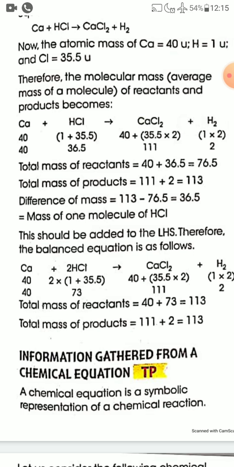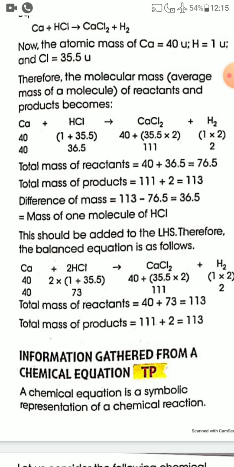Now count the molecular masses of all reactants and products according to this balanced chemical equation. Calcium's atomic mass is 40, plus 2HCl, 2 hydrochloric acid, that means 2 into 1 plus 35.5, that is 73, and the molecular mass of CaCl2 is 40 plus 35.5 into 2, that means 111, and the molecular mass of hydrogen is 1 into 2, that is 2.